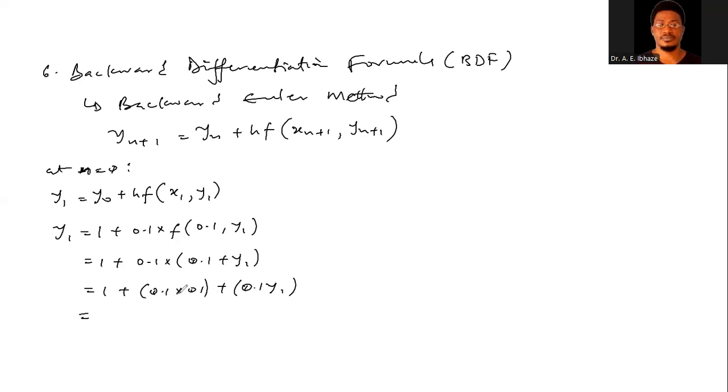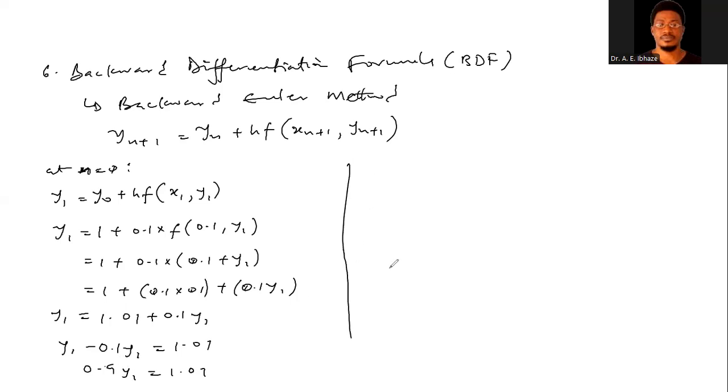So this will give us 0.01 plus 1, that is 1.01 plus 0.1 y1, the same as y1. So y1 minus 0.1 y1 is the same as 1.01. We have 0.9 y1 is 1.01. And then y1 will be the same as 1.01 divided by 0.9, which is approximately 1.1222. Okay.